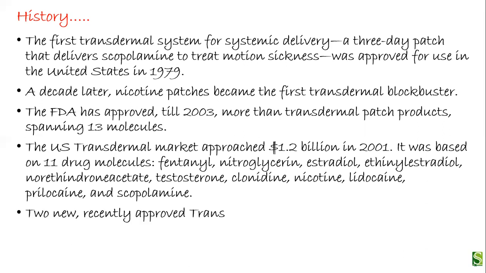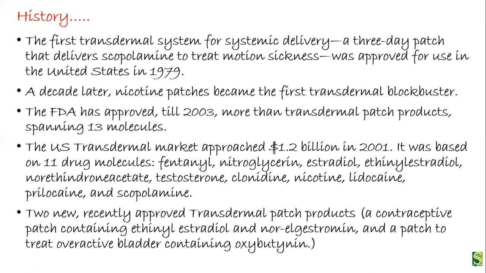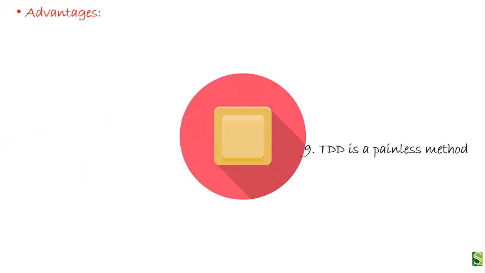So two new patches are also approved. One is a contraceptive patch containing ethinyl estradiol and norelgestromin, and the second patch is used to treat overactive bladder, and it contains oxybutynin. So now let us see the advantages of transdermal drug delivery system.